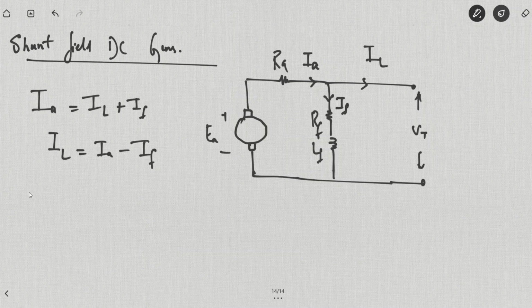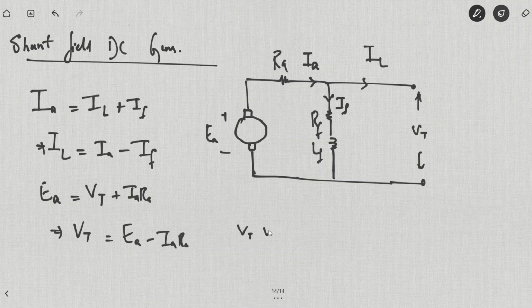Second thing to note is that EA is equal to VT plus IARA, which implies VT is equal to EA minus IARA. We need to plot VT versus IL. We can therefore say EA minus, instead of writing IA, we can write (IL plus IF) RA.